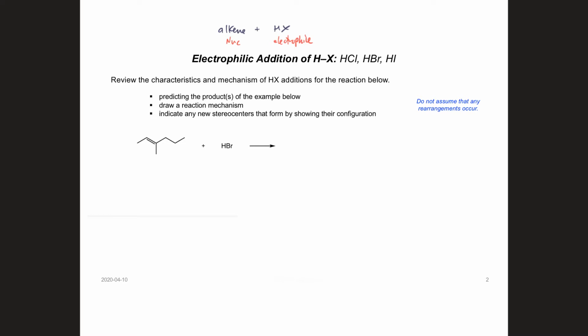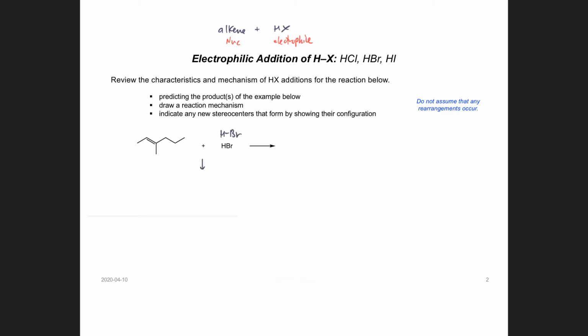So using what we have presented in the last class as far as the mechanism, predicting the outcomes, stereochemistry, regiochemistry, use this example below and draw a mechanism that shows how to predict the reaction product or products. Be sure to include the configurations of any stereocenters, if any form in this reaction.